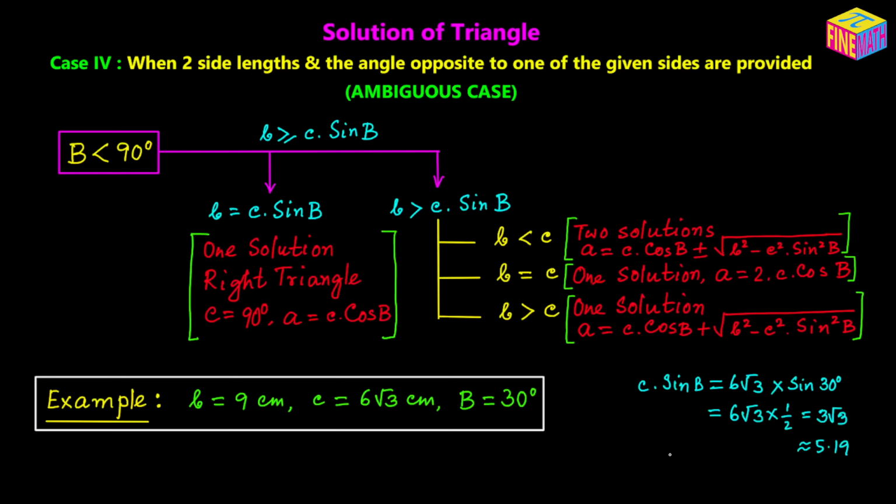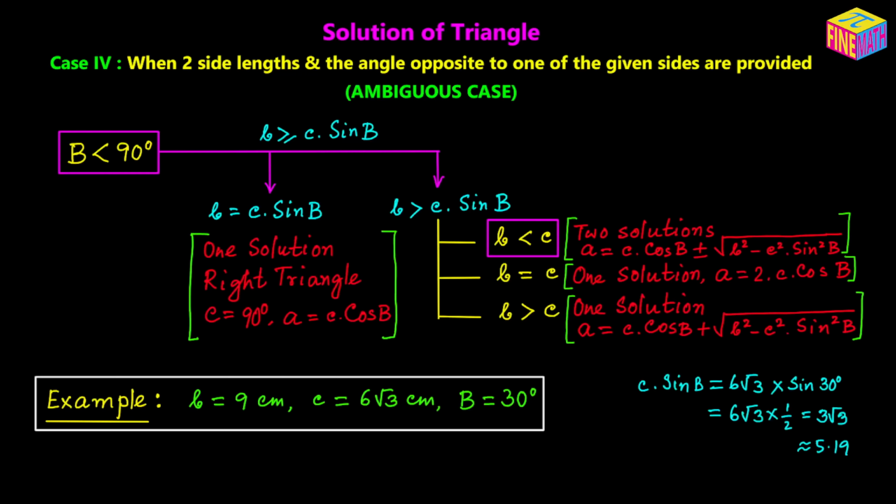And here b is 9 cm. So definitely b is greater than c times sine of B, because 9 cm is greater than 5.19. But if you look at b and c, b is less than c, because c is 6 times square root of 3, which is 10 point something, and b is 9 cm. So b is less than c. That means we are talking about a scenario which is like this. Let me highlight it by a pink box here. That is the scenario in this example, where b is greater than c times sine of B, however b is less than c.